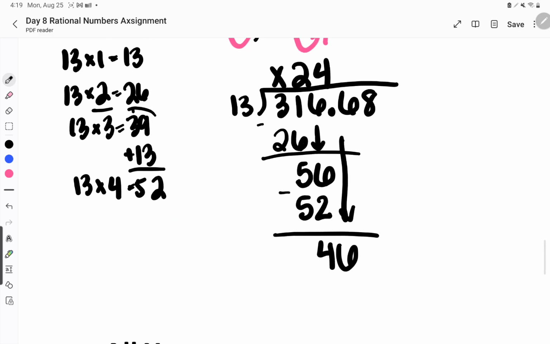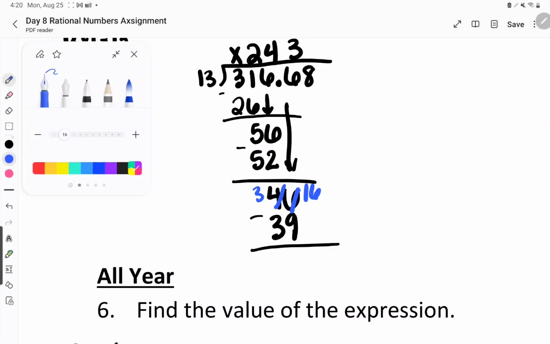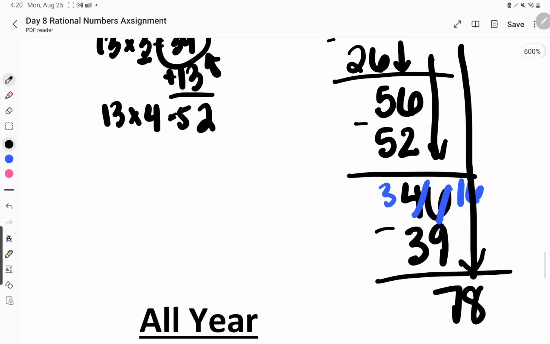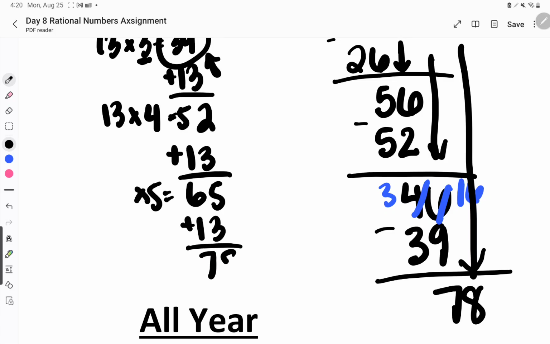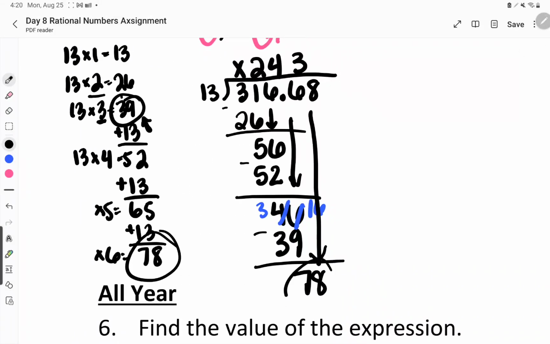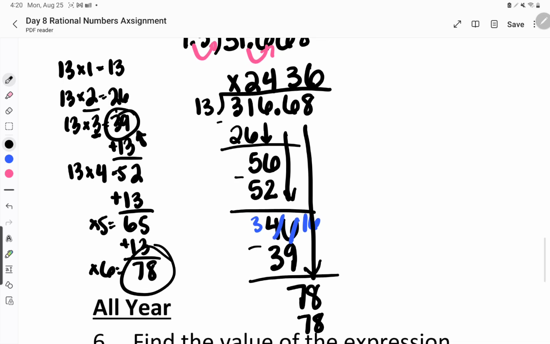52 is now too big, so we have to go back here to this 39, which means it goes into it 3 times. 3 times 13 is that 39 that's right there. This 6 turns into a 16, so this 4 turns into a 3, and then 16 minus 9 gives me 7. Drop down that 8 right there. We'll keep adding. 52 plus 13 gives me 65, so that's times 5. Plus another 13 gives me 78, so that's times 6. So the times 6 works perfectly because that's 78 and that's 78, so we know it goes in 6 times. And then 6 times 13 gives me 78, so that's perfect.